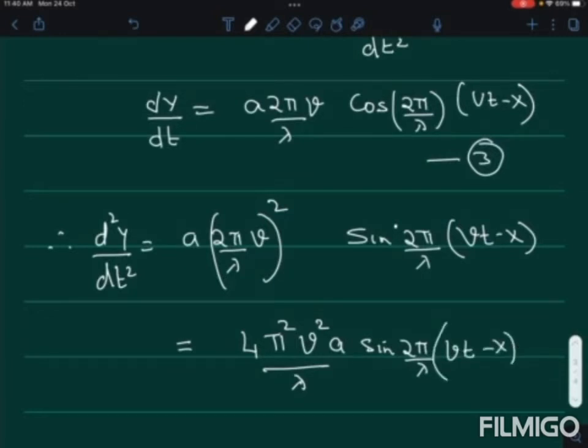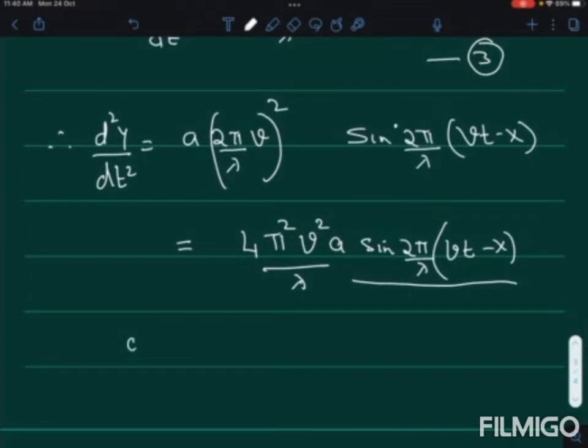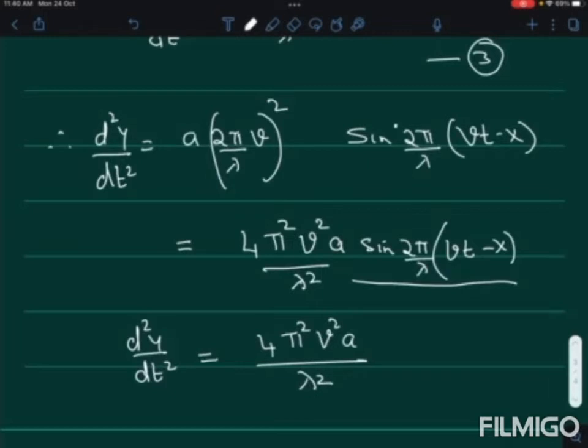Now what is sine 2 pi by lambda into (vt minus x)? That is nothing but your displacement, the first equation which we started with. So that is equal to y. So we can write d square y by dt square is equal to 4 pi square v square a by lambda square, into A sine 2 pi by lambda (vt minus x), which is y. So that is my y.